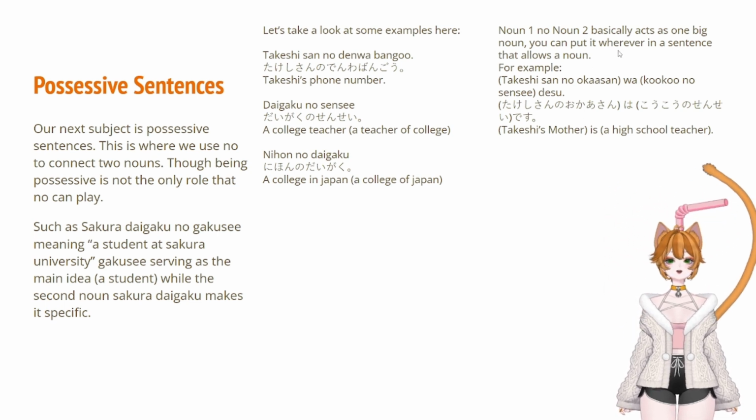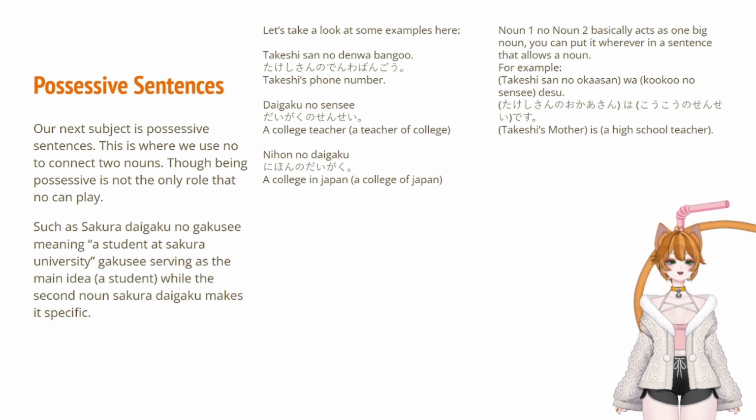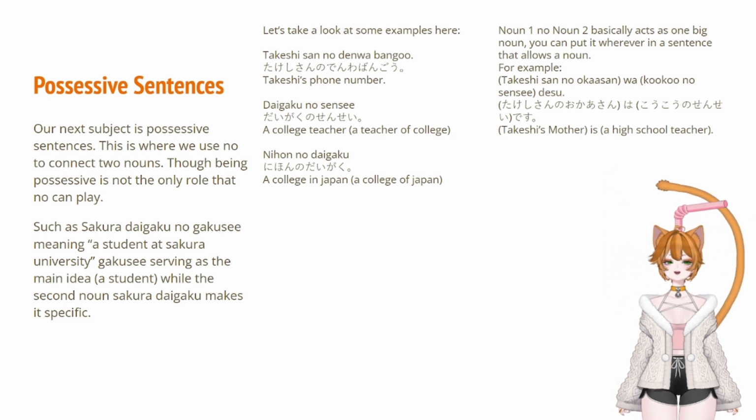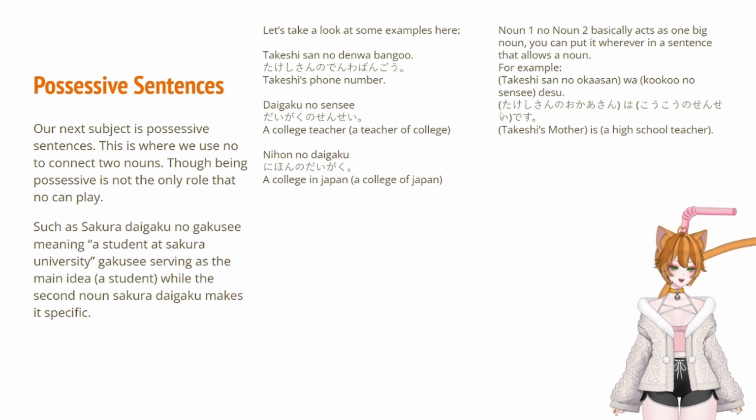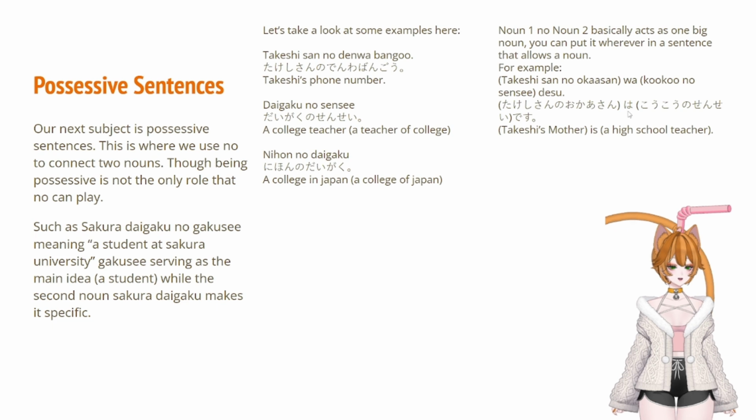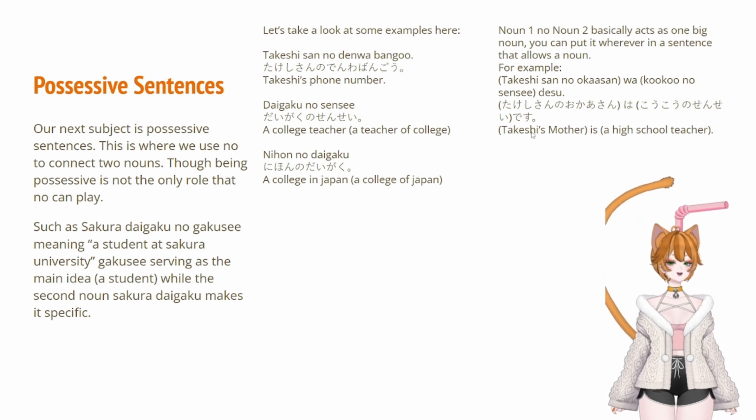Now the next thing that you need to know is noun 1, no, noun 2 basically acts as one big noun. This means that you can put it wherever in a sentence that allows a noun. This is going to be a long example, so hold on. Takeshi-san no oka-san, meaning, remember, mother of Takeshi. So Takeshi's mother wa koko no sensei desu. Remember, sensei of high school. Koko no sensei desu, meaning Takeshi's mother is a high school teacher.